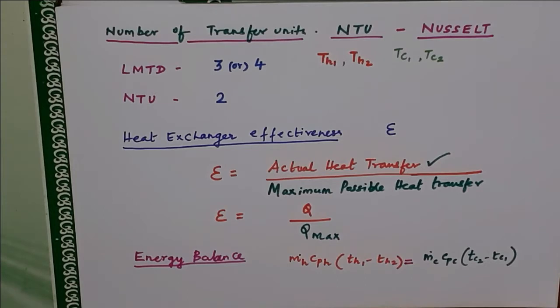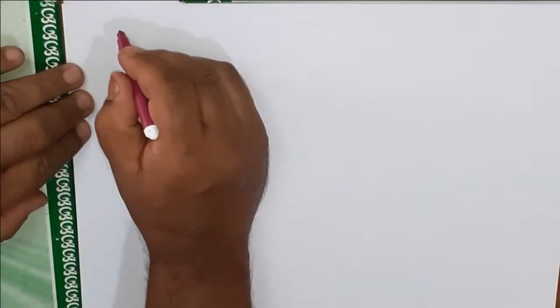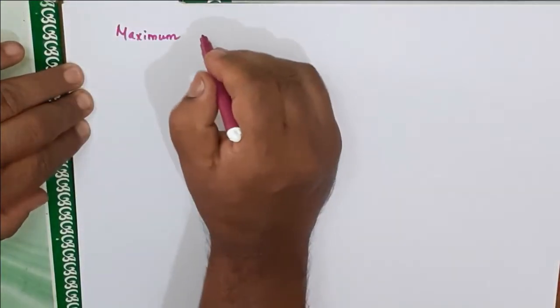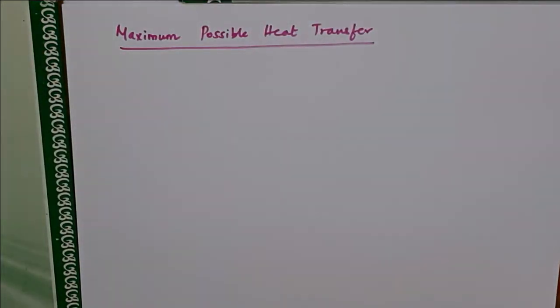Now what is the maximum possible heat transfer? We already know that this can be written as hot fluid heat capacity rate, capital CH. And this entire term can be written as capital C. So now we'll see the maximum possible heat transfer, that is Q max.